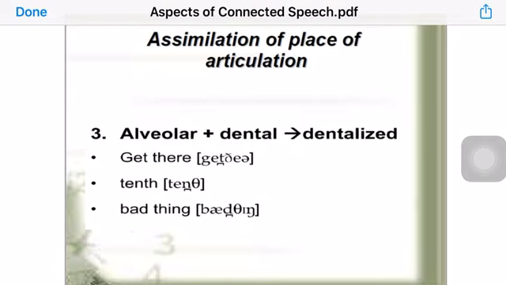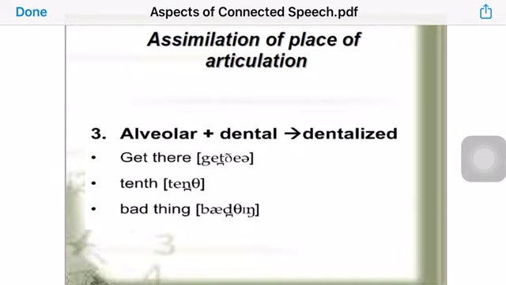If we have these two sounds, the resultant sound will be dentalized, as in get there becomes get there. Bad thing, bad thing. Instead of saying the D with the alveolar ridge, we will pronounce it with the teeth. They will become dentalized.